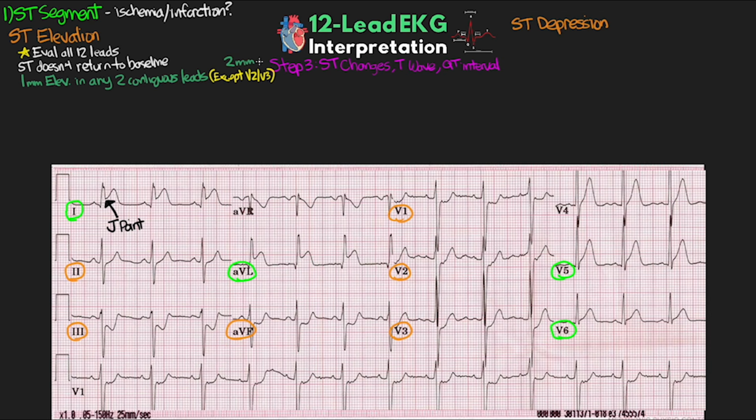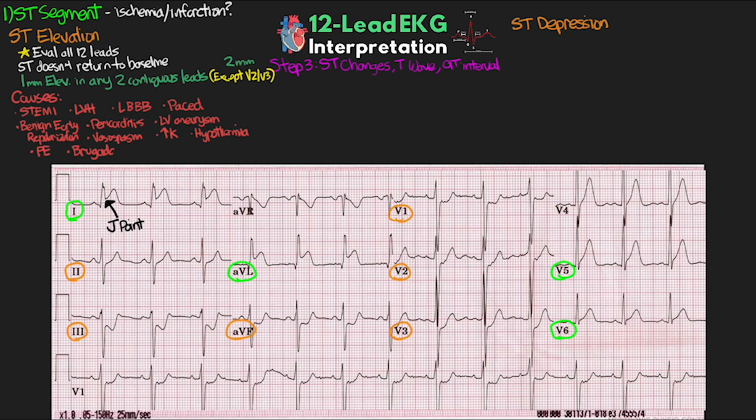So just some of our potential causes real quickly for now for ST elevation can include things like obviously STEMI, left ventricle hypertrophy can do this, left bundle branch block, paced rhythms, benign early repolarization can present this way, pericarditis, left ventricular aneurysm, coronary vessel vasospasms, as well as severe hyperkalemia, hypothermia, PEs, Brugada syndrome, and Takotsubo cardiomyopathy.